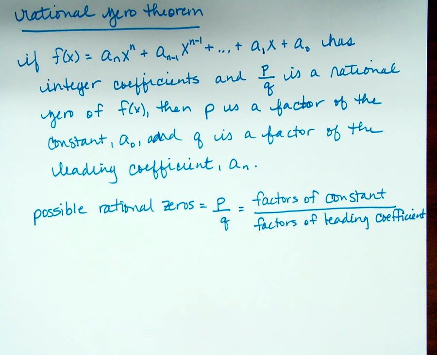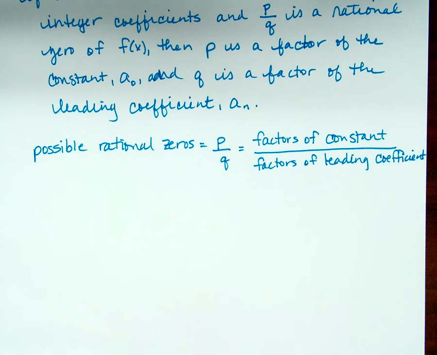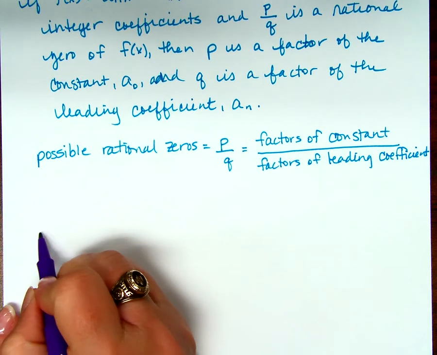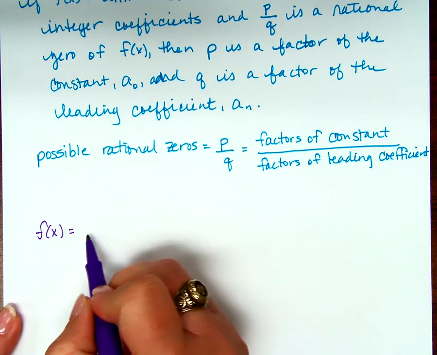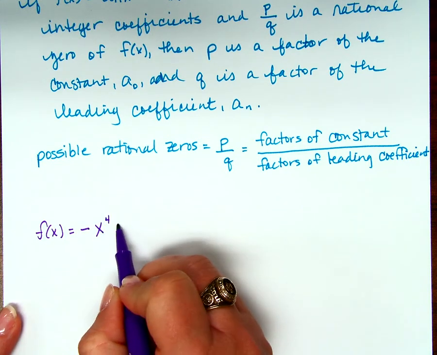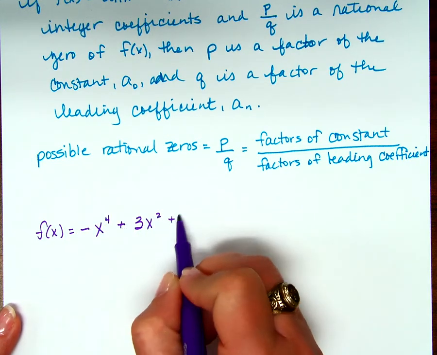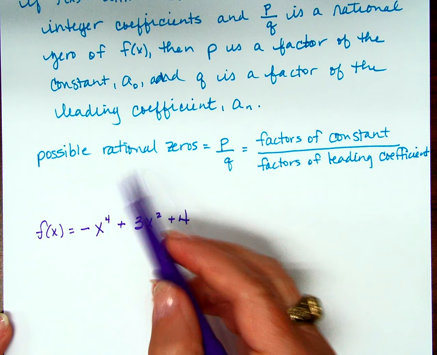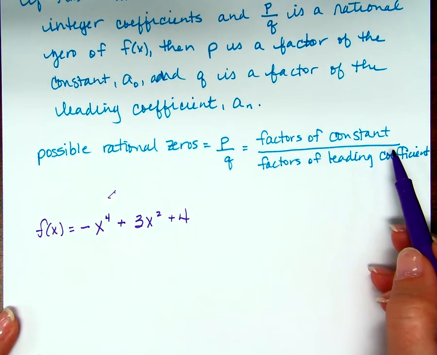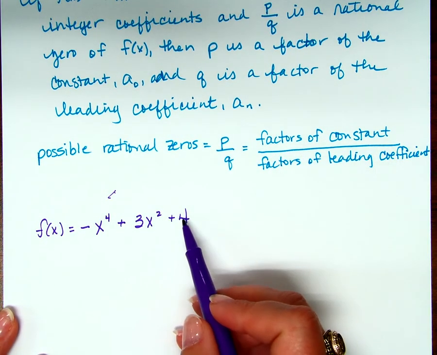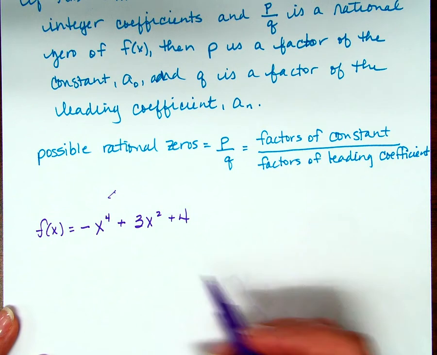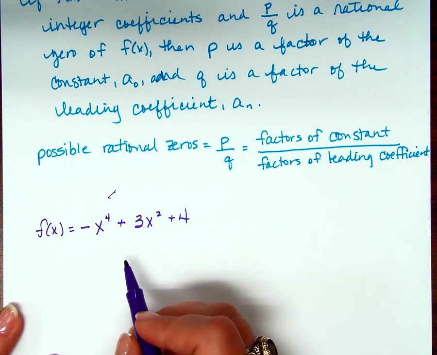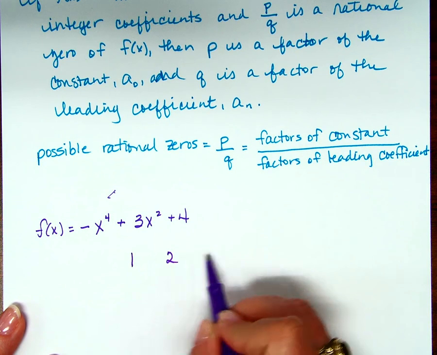Okay, so for example, if I said f of x was equal to negative x to the fourth plus 3x squared plus 4, and all I'm asking for are the possible rational zeros. We're not trying to factor this right now. We're just asking for the possible ones. Okay, we have to take the factors of the constant. Well, what's the constant? 4. What are the factors of 4? What numbers divide evenly into 4? 1 and 2 and 4, right?